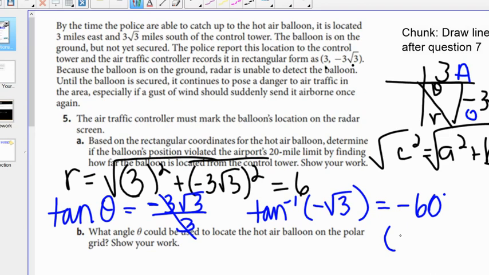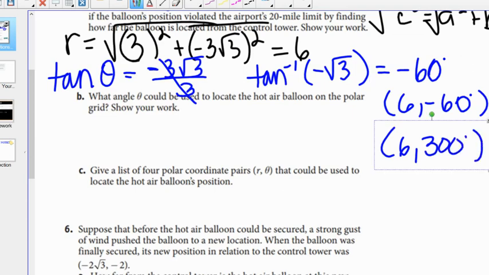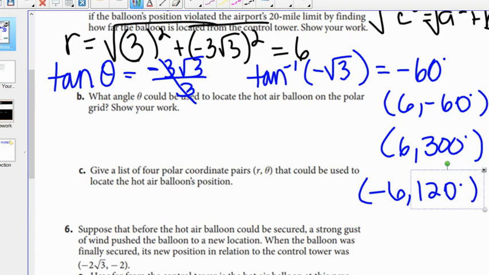We could have 6 comma negative 60, but we also know officially, with quadrant 4, that there's multiple ways we can write this, okay? Because officially we could call this 6 comma 300 degrees if we needed this to be between 0 and 360. And then even beyond that, there's officially more ways we could even write this. For instance, we could talk about this being negative. Remember, we talked in the last lesson about adding or subtracting 180. So this would now be at 120. We see a bunch of different options we could have here.